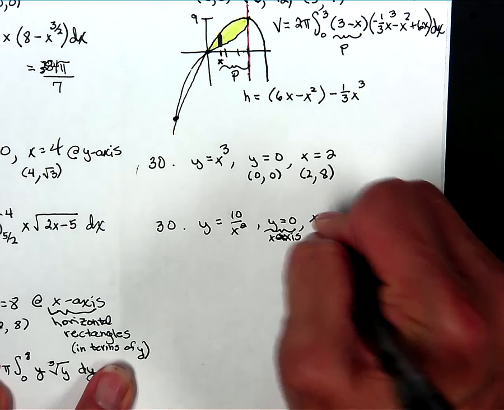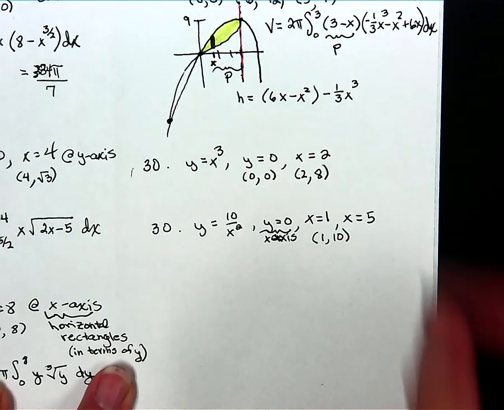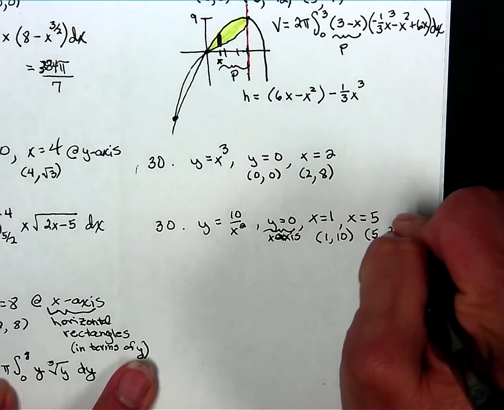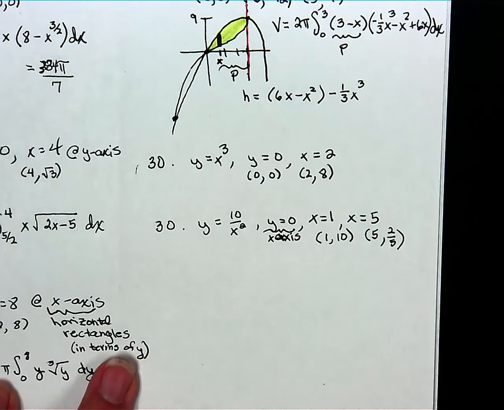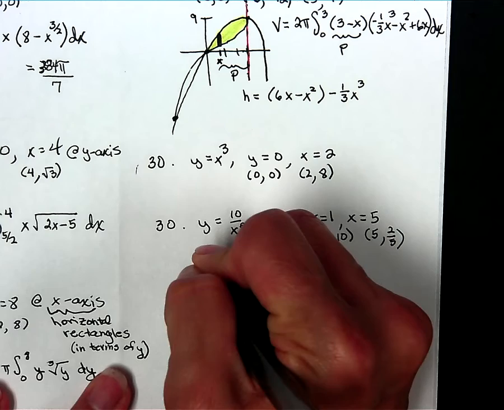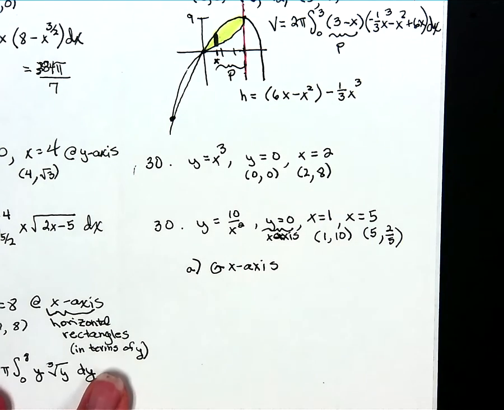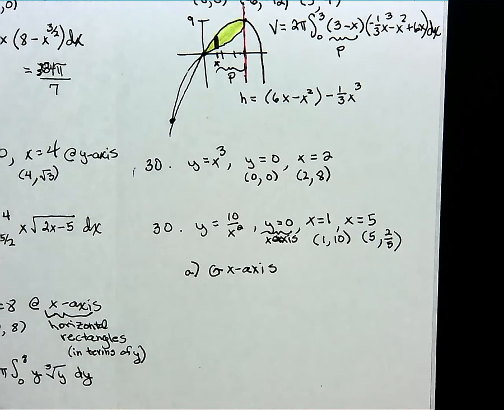It's easier to see when x equals 1, y equals 10, and when x equals 5, y would be 10 over 25, which is 2/5. And I'm going to redraw that graph in each part because each part has a different axis of revolution. But the A part says revolve around the x-axis.